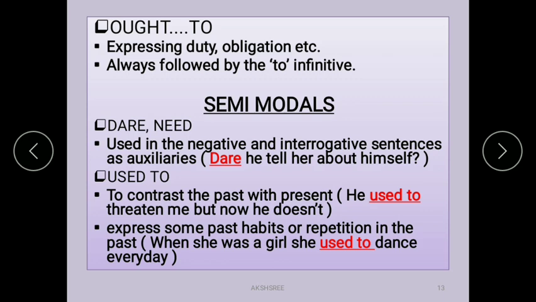Okay. And we said that there are some semi-modals, semi-modal auxiliaries. In the last one I had written there, that is dare or need, used in negative and interrogative sentences as auxiliaries. What are interrogative sentences? We know that in English grammar sentences are divided into four kinds, and one form is the interrogative sentence, that is, question sentences. Dare he tell her about himself?